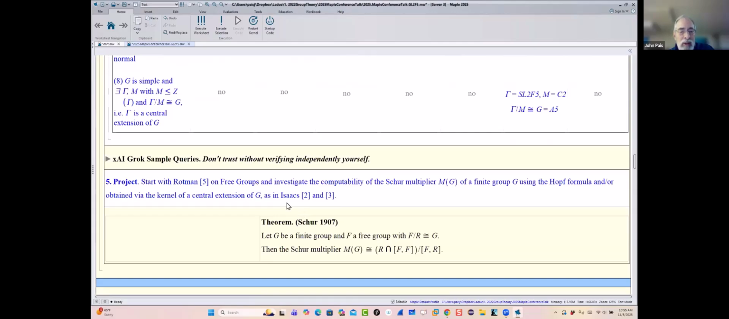Okay, finally, there's a project in which they would try to compute the Schur multiplier using the Hopf formula and also in terms of the kernel of the central extension of G. It turns out that computing the Schur multiplier using the Hopf formula is, according to Gordon, an undecidable problem. It's undecidable in the sense that whether or not it reaches the trivial subgroup is undecidable.